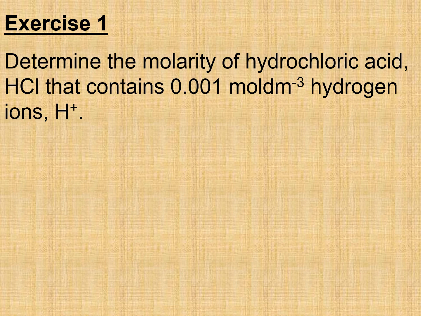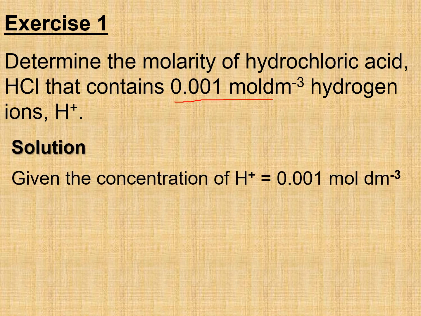Okay, if you have finished, so this is your answer. Determine the pH of hydrochloric acid. It contains 0.001 mole per dm cube. So this is the concentration of H plus ion. And again, you use pH is equal to negative log concentration of H plus ion. This is the solution. Okay.